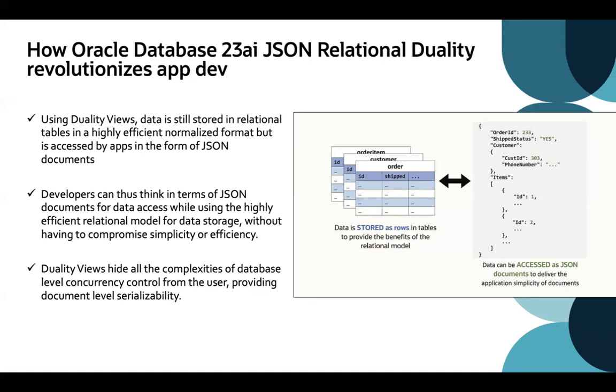So developers can access data in the form of JSON documents without much thinking about how the data has been normalized at the backend. This feature helps to hide all the complexity at the DB level, providing simplicity and efficiency to developers to manage the application data.